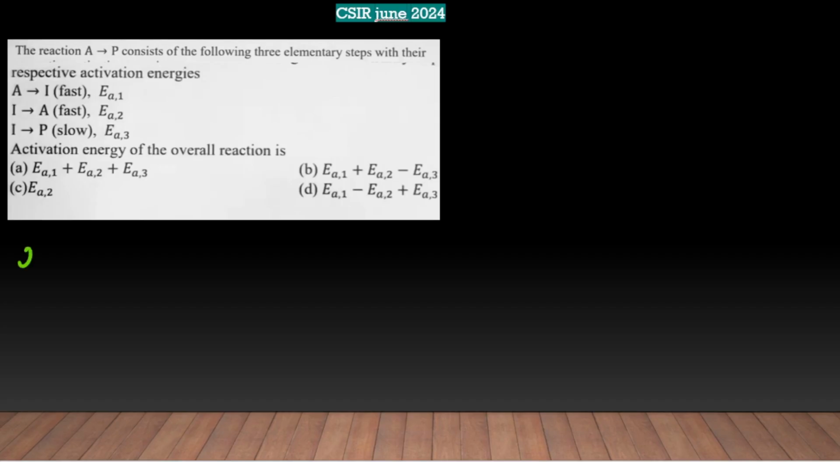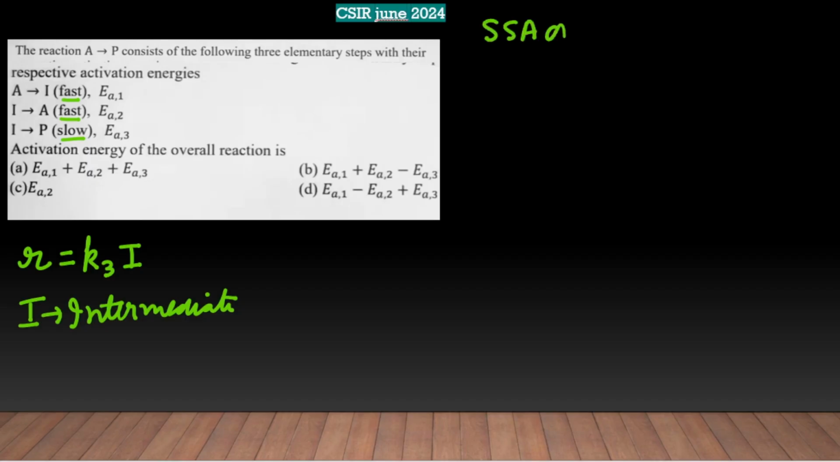Rate of the reaction we will find first. The rate of a reaction depends upon the slowest step, and in the brackets it is already shown which steps are fast and which is the slow step. The slowest step includes K3 times I. This is going to be the rate expression. Now the I here is the intermediate, so we have to find its concentration so that we can substitute it in the rate expression. For that we are going to apply the SSA on the I.